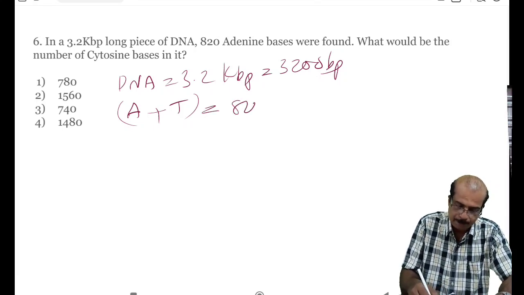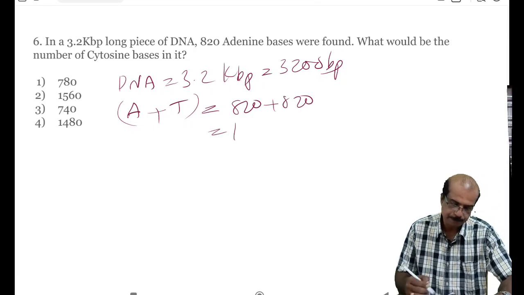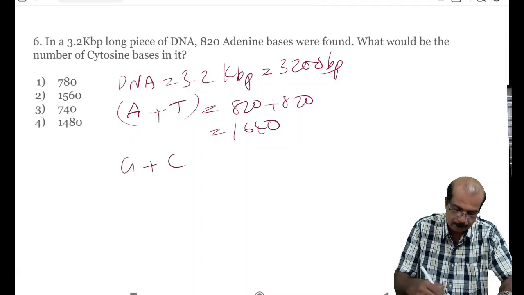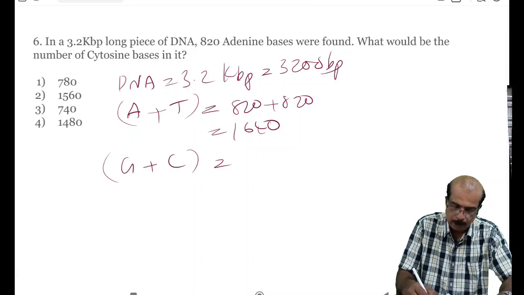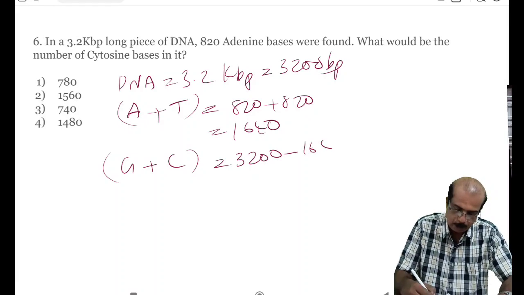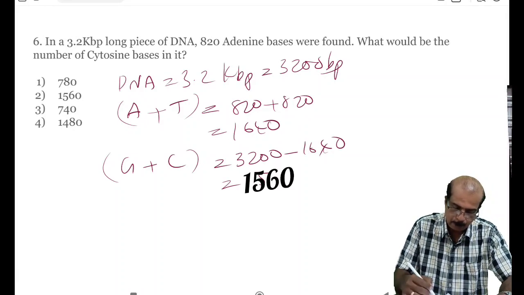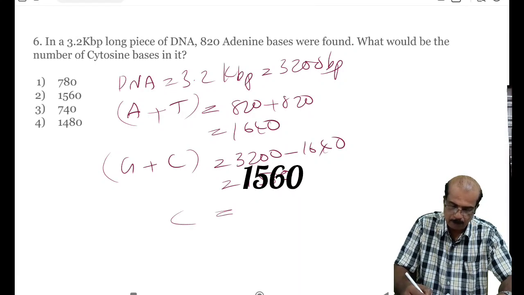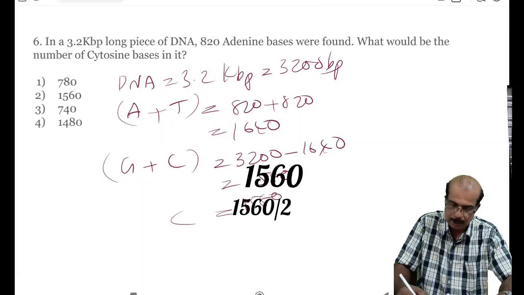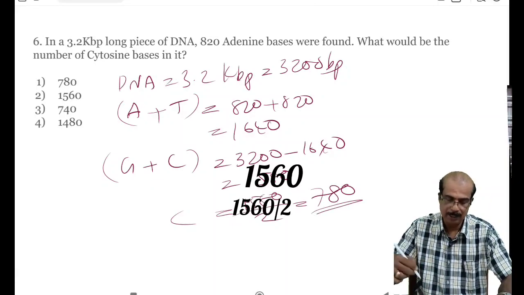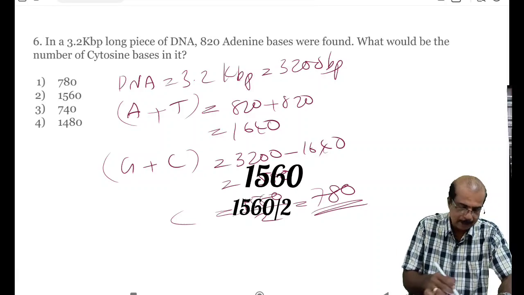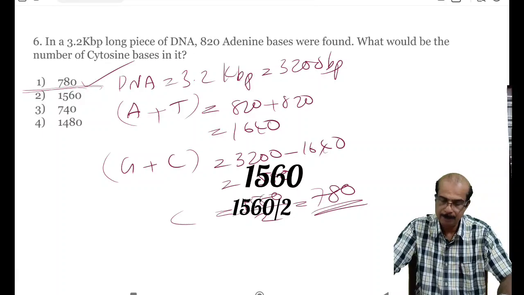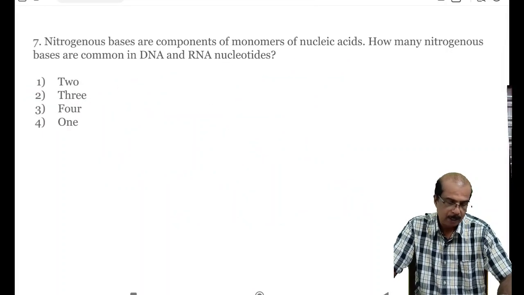820 plus 820 equal to 1640. Here guanosine and cytosine are also equal. Their number will be 3200 minus 1640, that is 1580. The number of cytosine is asked here. So the number of cytosine is 1580 divided by 2, that is 790. You can easily calculate and find out the correct answer. Option 1 is given as 790, and that is our correct answer. Then move to next question.